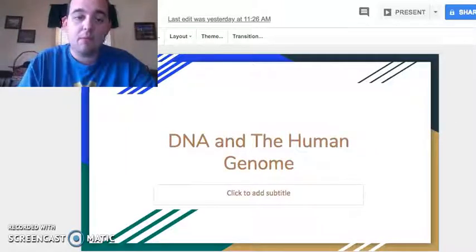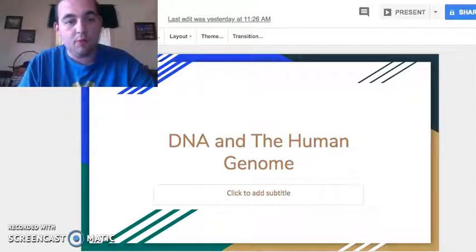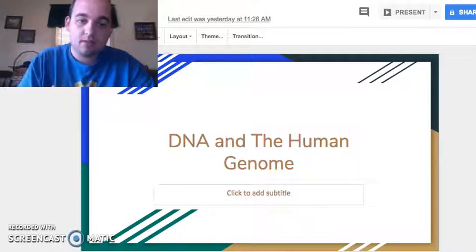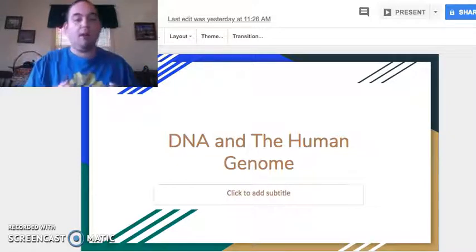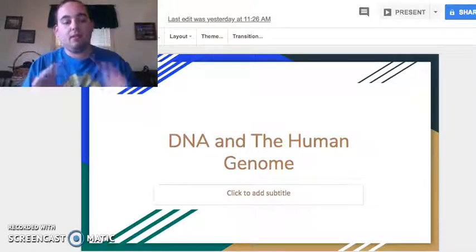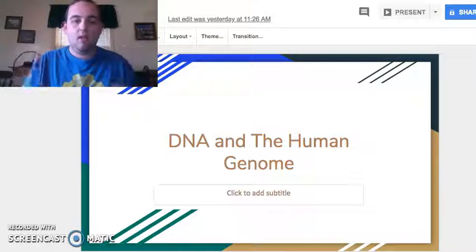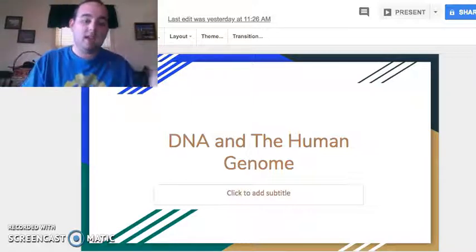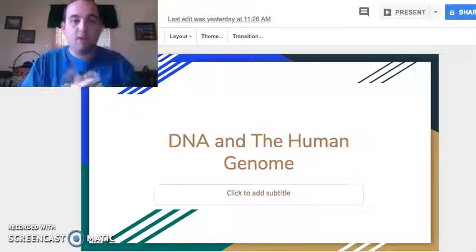So today we will be discussing DNA and the human genome. This is, of course, a part of LS3.A, or the inheritance of traits. Now, as part of the inheritance of traits, we have to consider that there's upwards of two parts. One is genes, and the other is DNA. So we will be focusing on DNA today.